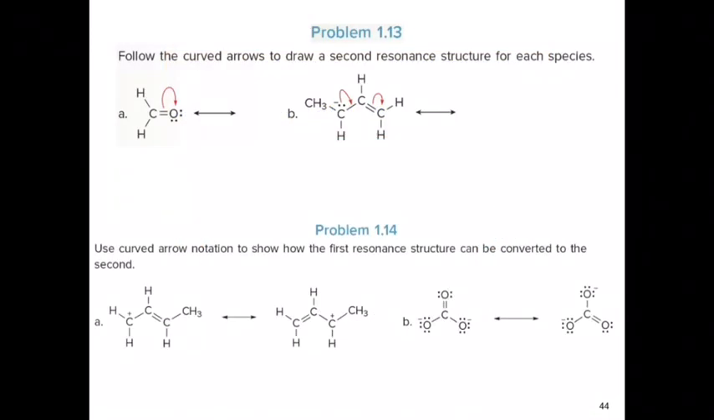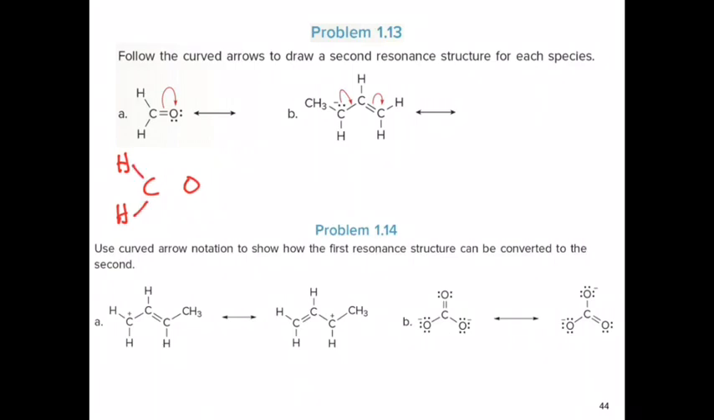So let's take a look at practice problem number 13. Follow the curved arrows to draw a second resonance structure for each species. So a resonance structure has the same atomic arrangement. So we can go ahead and draw the Lewis structure with the same atomic positions. So we have carbon, oxygen here, hydrogen, and hydrogen.